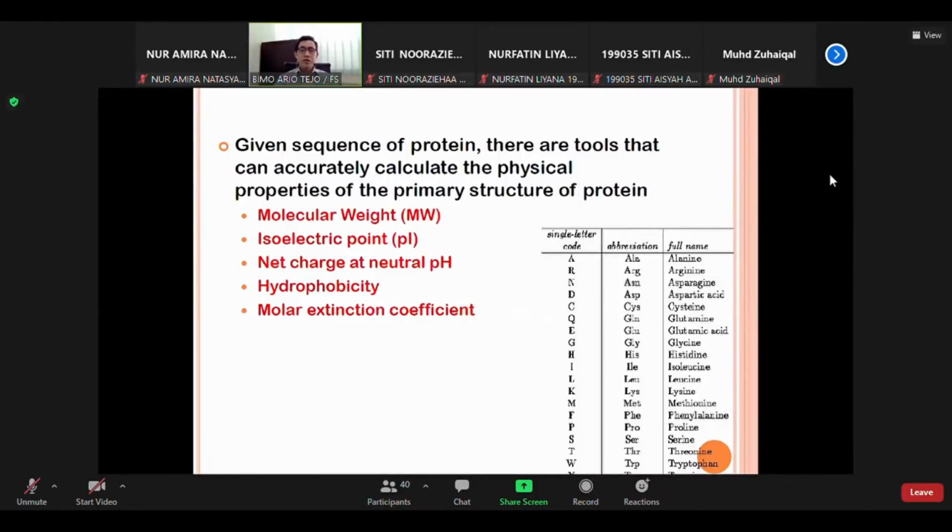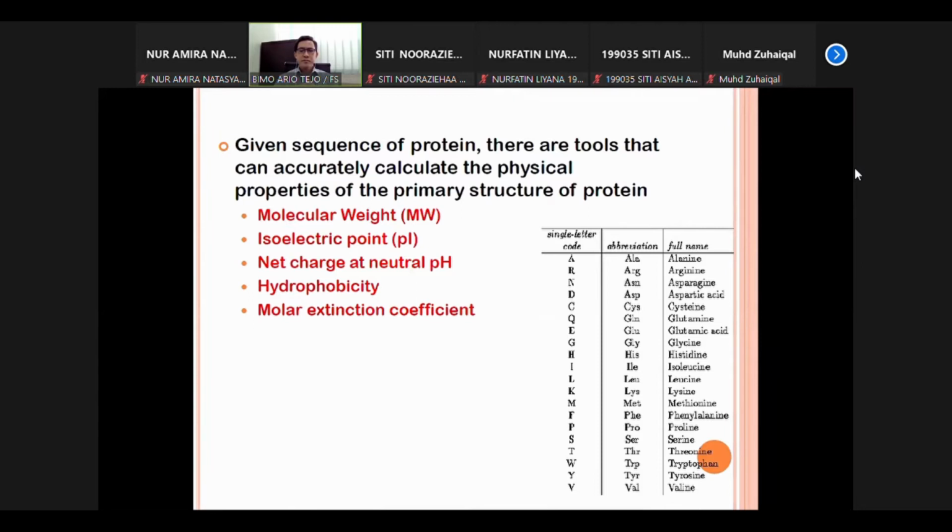Please refer to CHM 3401, your analytical chemistry. And also we can calculate the charge of our protein. It is very important, because depending on the charge, our protein will be either soluble or insoluble at certain pH.